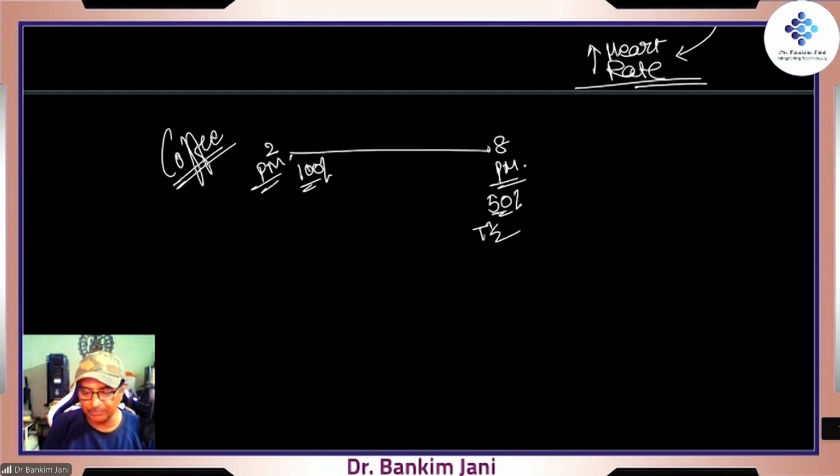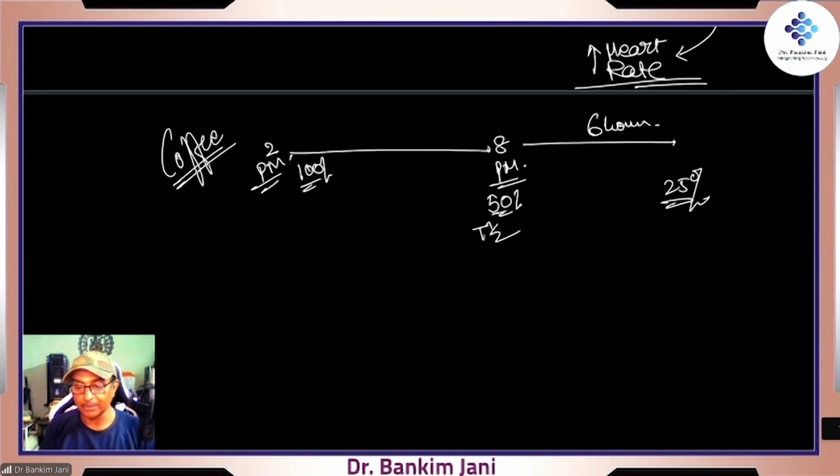So this is T half. It will need another 6 hours when its effect will be 25%. This is what really happens. That means even at night, 2 a.m., there is still coffee running in my body. So that is what is called the half-life.